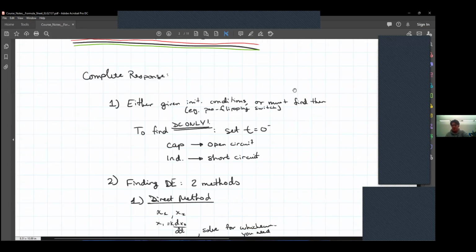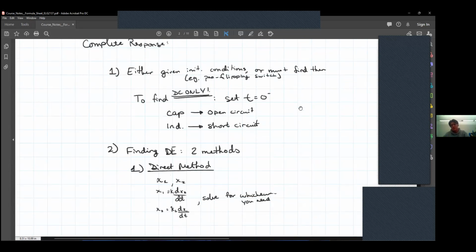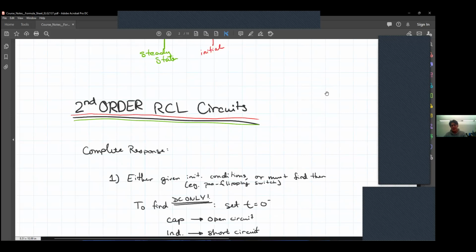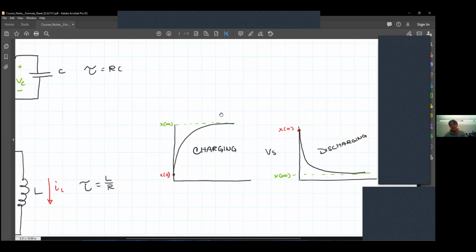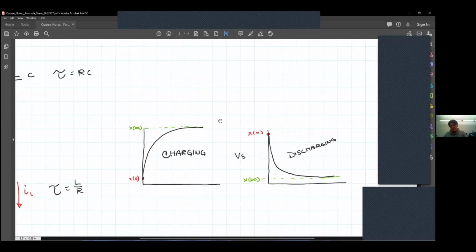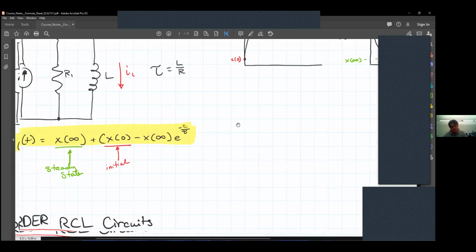If you have to find them, you do something similar to what you do in a first order circuit. Remember that at steady state, capacitors and inductors behave like an open or short circuit, respectively. This is due to the fact that at full charge, a capacitor will simply not allow any current to go through. And at full charge, an inductor will behave effectively as a full conductor.